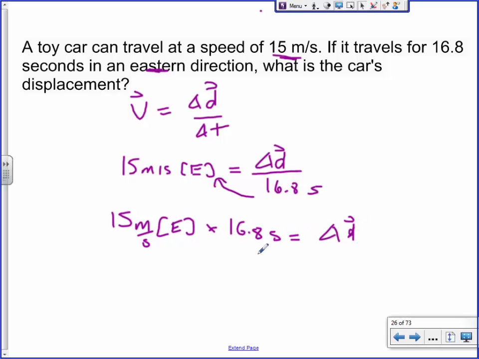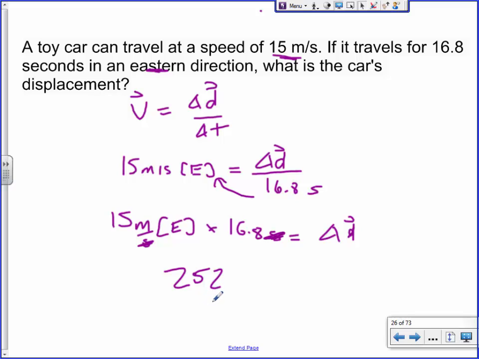Check out what happens with your units. So you have seconds in the bottom of the fraction here, and then this seconds is on the top of the fraction. Seconds will cancel. Then you'll do your calculation, so 15 times 16.8. I get 252. I'll fix the sig digs in a second.